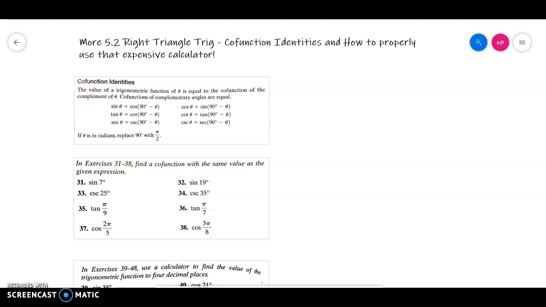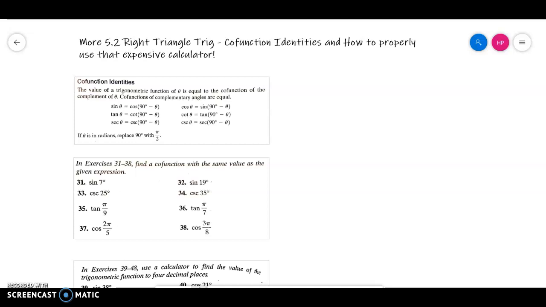I don't believe or know how if your phone can handle this back and forth because we are going to deal with radians and degrees. So first cofunctions, and then we'll get to the calculator. Little note there from the book, the cofunction of the complement. So complementary angles, remember, mean that they add to 90 degrees.